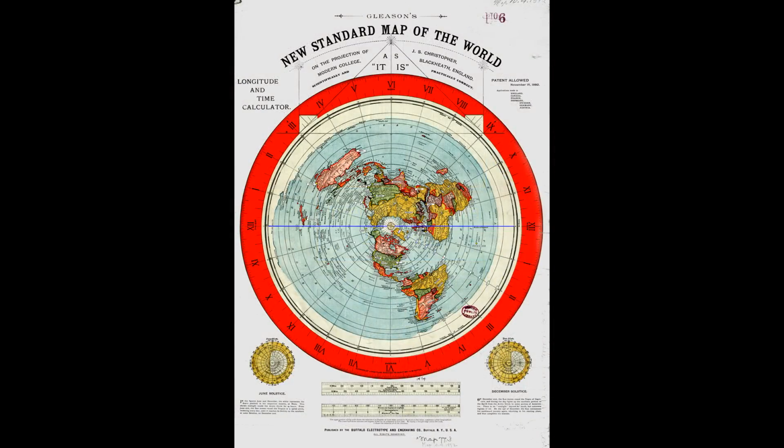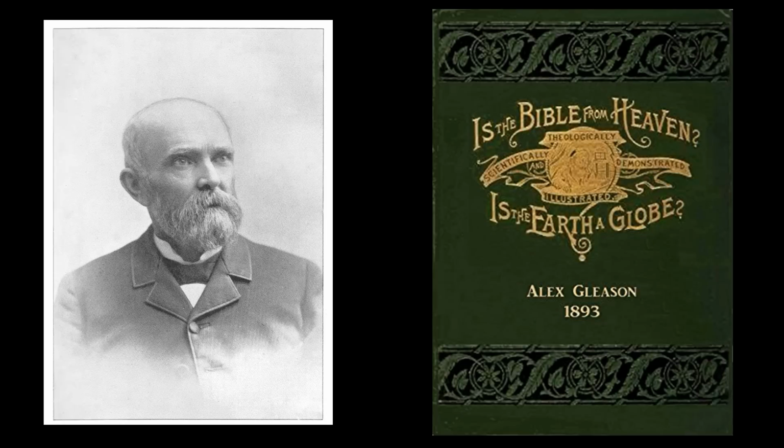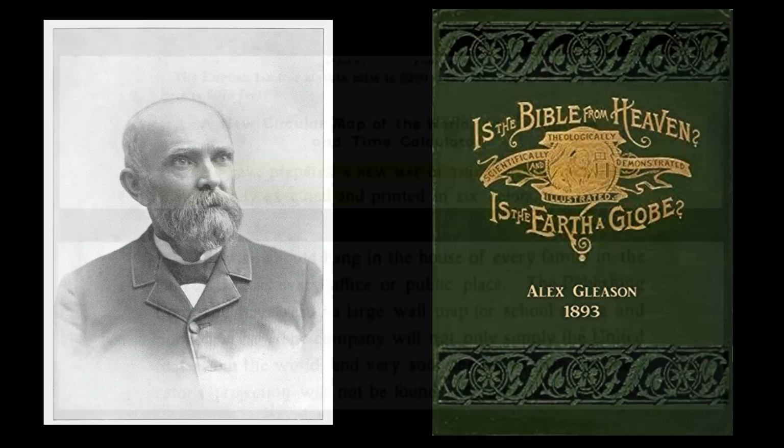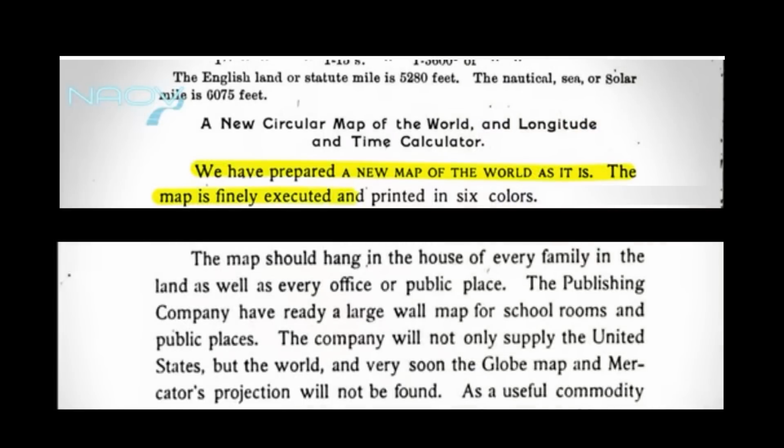The famous Gleason's map was once displayed in most schools and libraries in the United States. It's from his book, written in 1893. We have prepared a new map of the world as it is. The map is finally executed and printed in 6 colors.